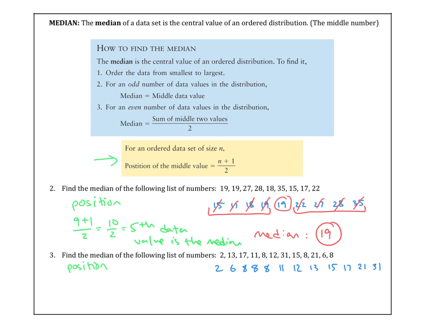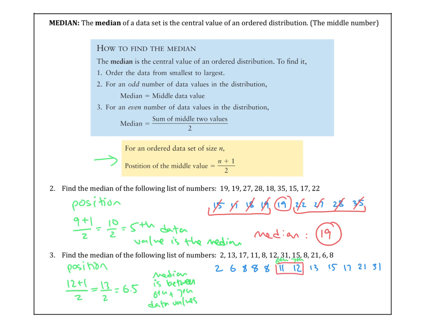This data set has 12 numbers. So if I do 12 plus 1 divided by 2, I get 13 divided by 2, which is 6.5. This means that the median is going to be between the 6th and the 7th data values. So if we count in 1, 2, 3, 4, 5, 6, 11 is the sixth data value, 12 is the seventh. And this data set has an even number of data values, so those are the two middle numbers.